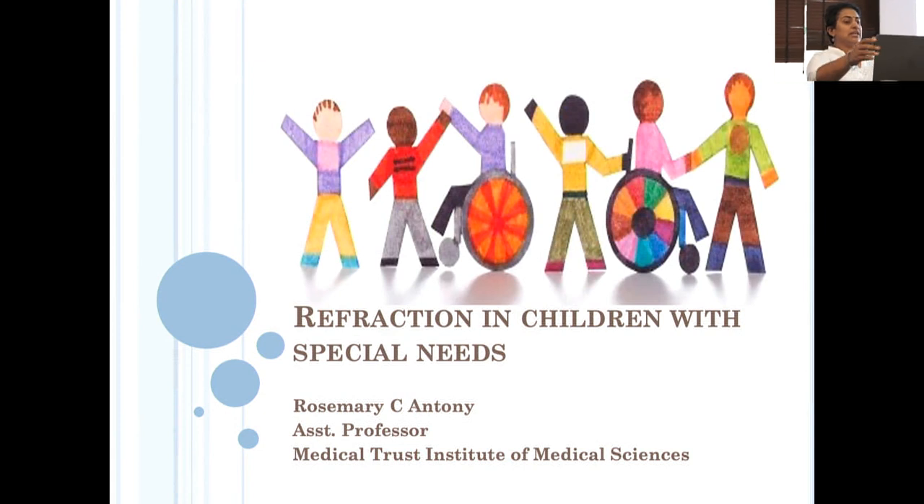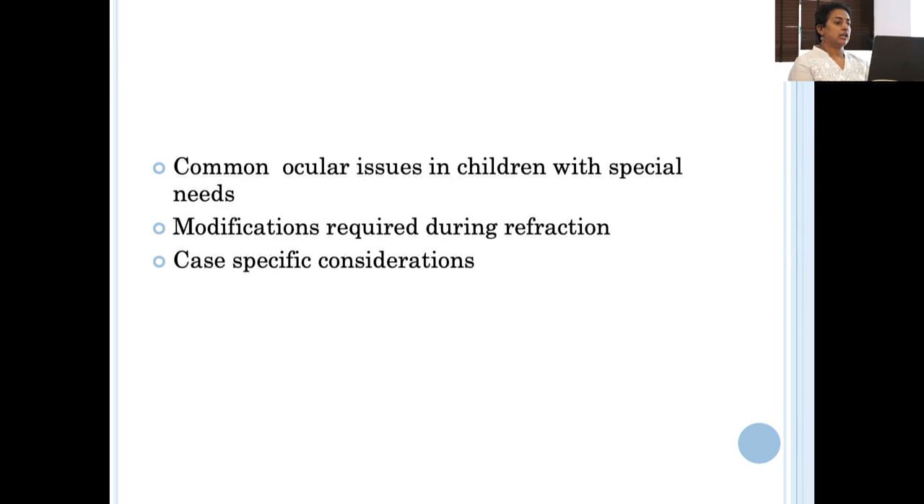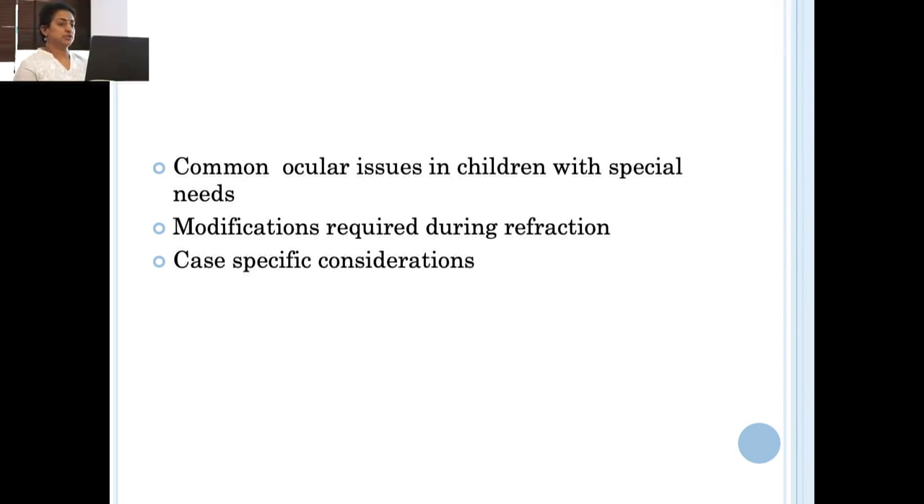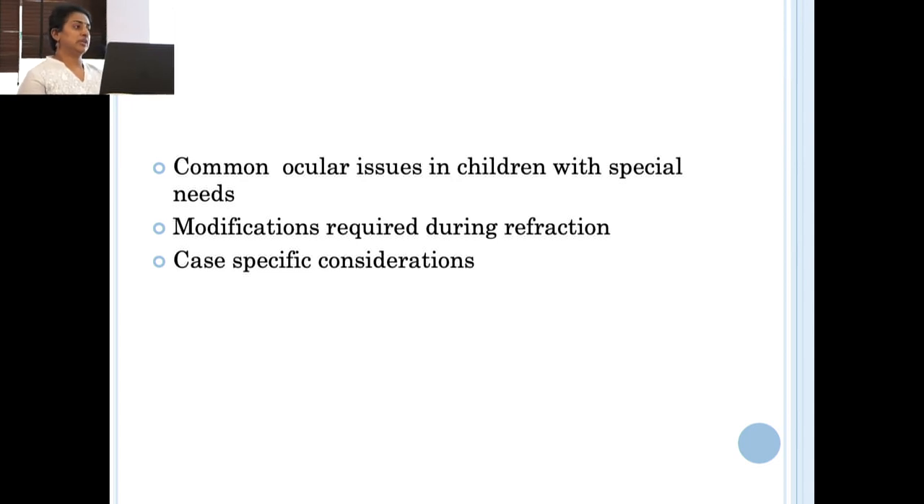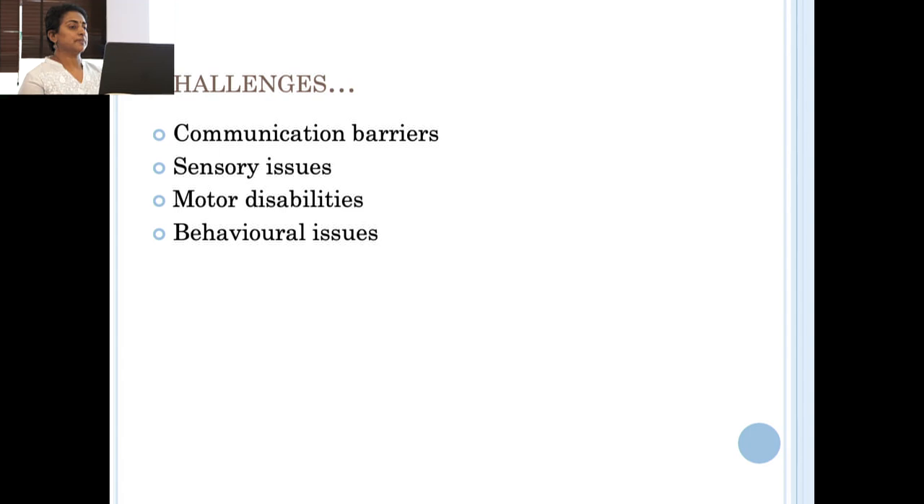My topic is refraction in children with special needs. I'll be speaking about common ocular issues associated with children with special needs, certain adaptations or modifications that you have to make into your conventional techniques of assessment, and some case-specific considerations.